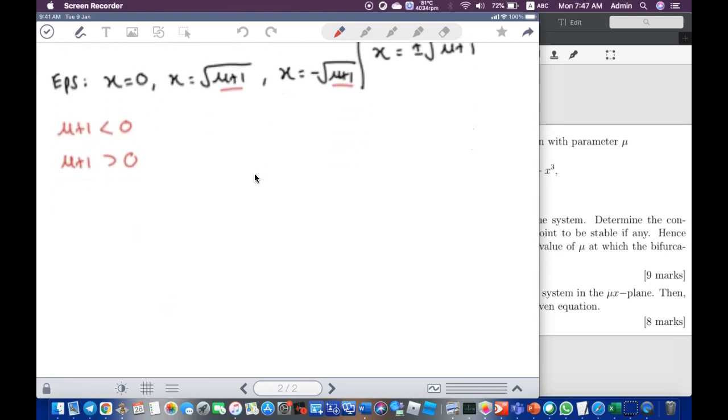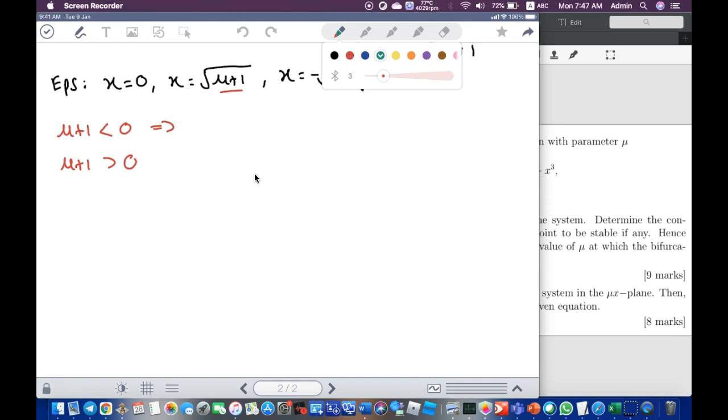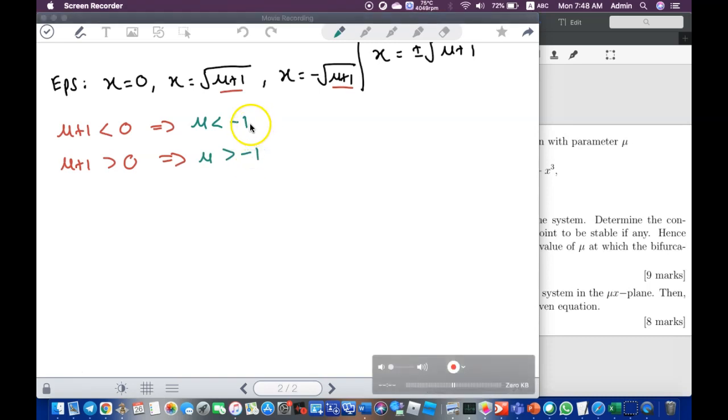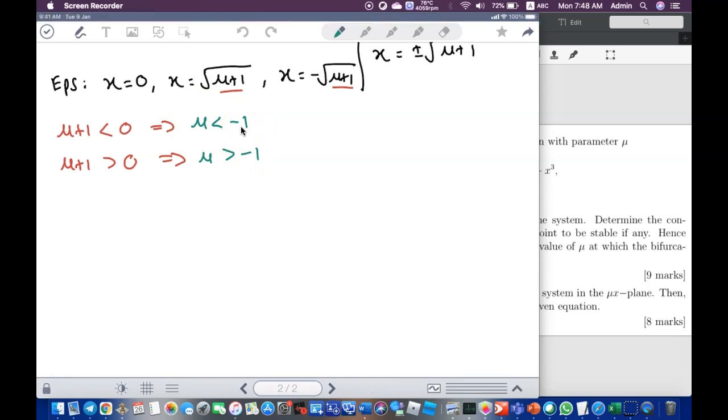So now what we can have here is mu less than negative 1, and for this one mu greater than negative 1. So the range for mu should be divided into mu greater than negative 1 and mu smaller than negative 1.